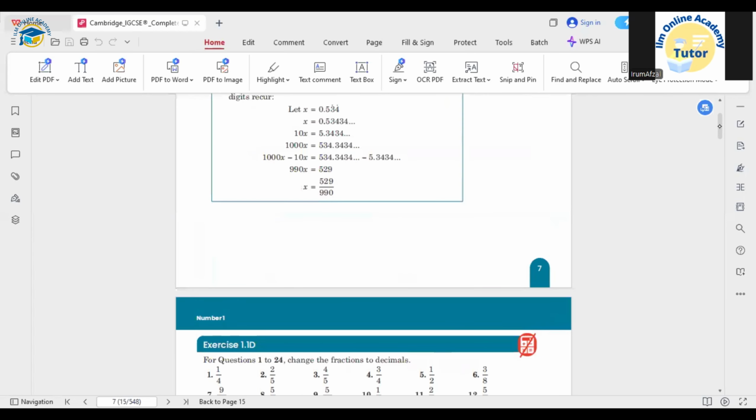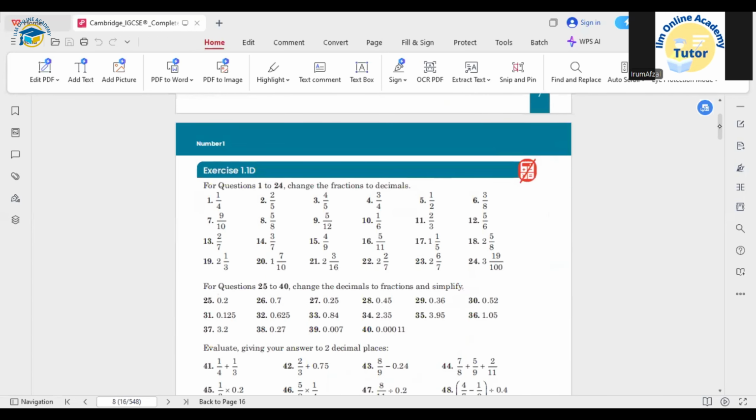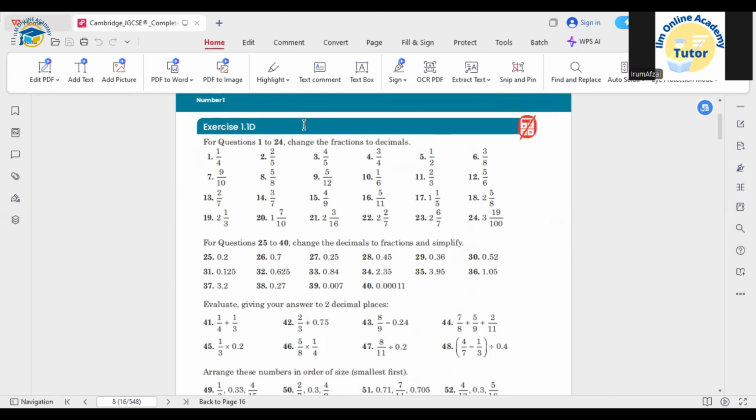So let's start exercise 1.1D. In this, they are saying that from question number 1 up to question number 24, we need to change the fractions into decimals. Each fraction that they gave, we will change into a decimal. Sometimes we can change the fraction into a decimal by just making the denominator 100 or 1000. In this way, it's easy to change the fraction directly into a decimal.